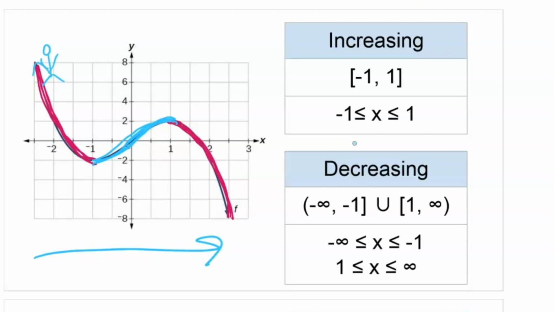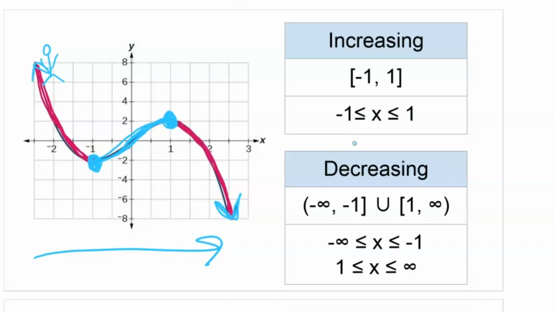So this end here had an arrow. So it's decreasing, if we're reading the graph from left to right, it's decreasing from negative infinity to this point here at negative 1. And then there's another section where it's decreasing from 1 here, that's our turning point, decreasing from 1 to infinity.